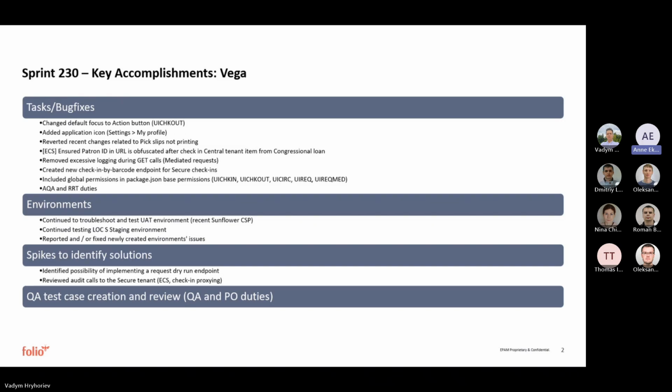We removed excessive logging during GET calls for mediated requests, created a new check-in by barcode endpoint for secure check-ins, which related to Library of Congress, and we included global permissions in the package.json base permissions for several UI modules.